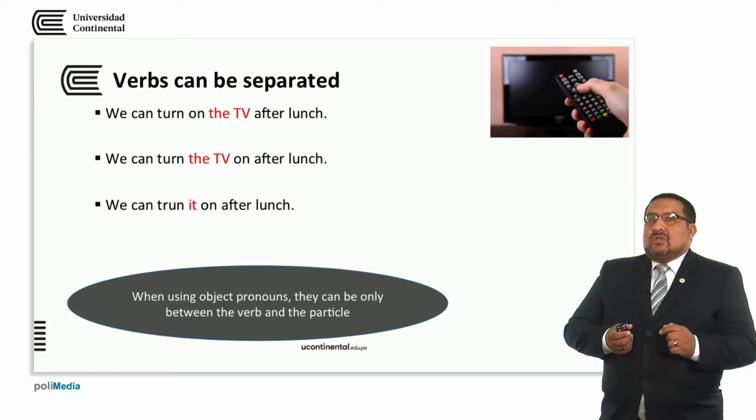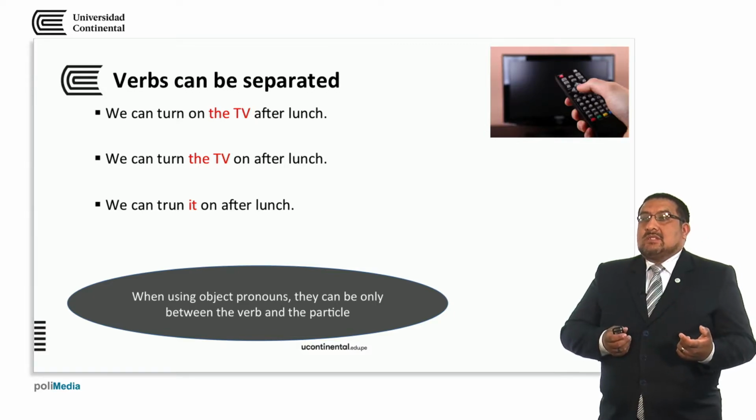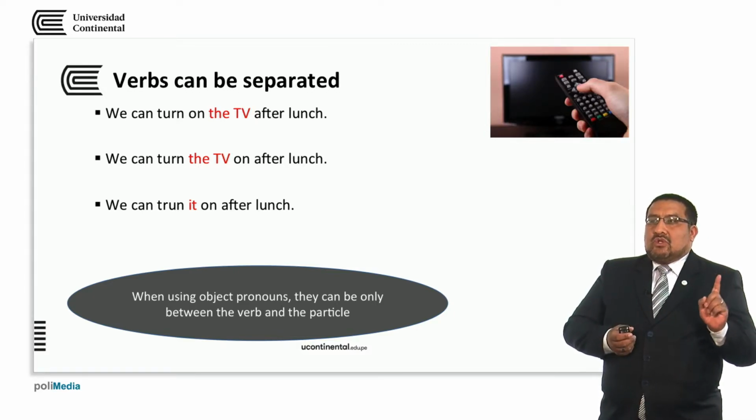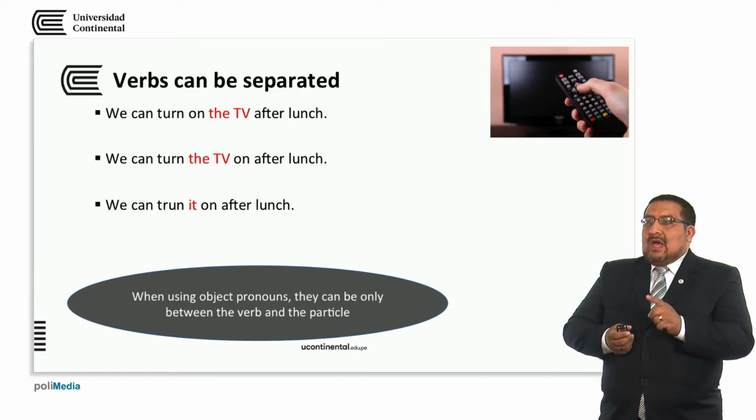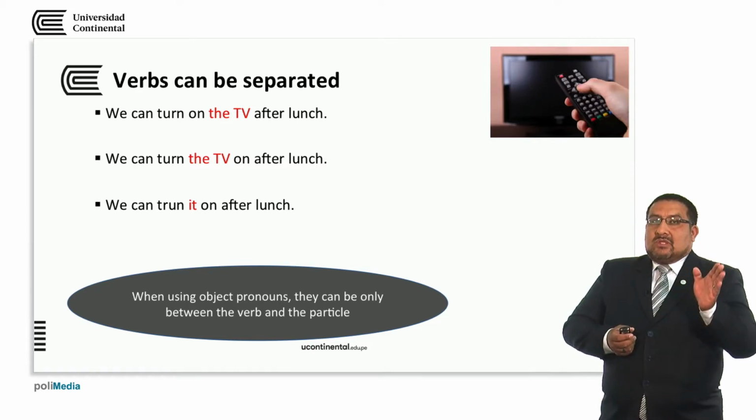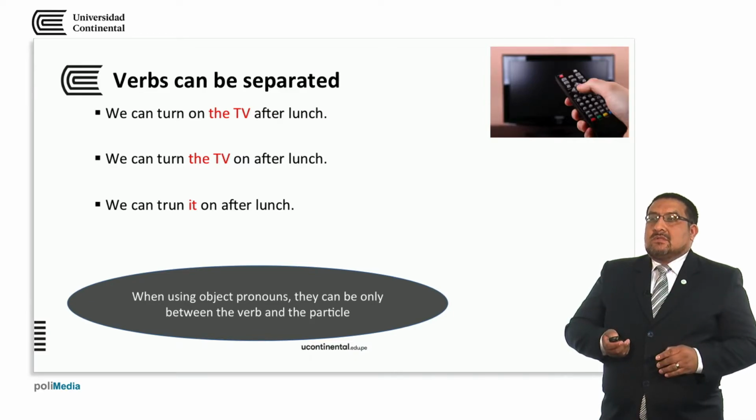But when you use an object pronoun, which refers to the object of my sentence, there is only one position in which we can use it. We can turn it on after lunch. We can turn it on after lunch means that you use it as the pronoun of the sentence only in the middle, between the verb and the particle.